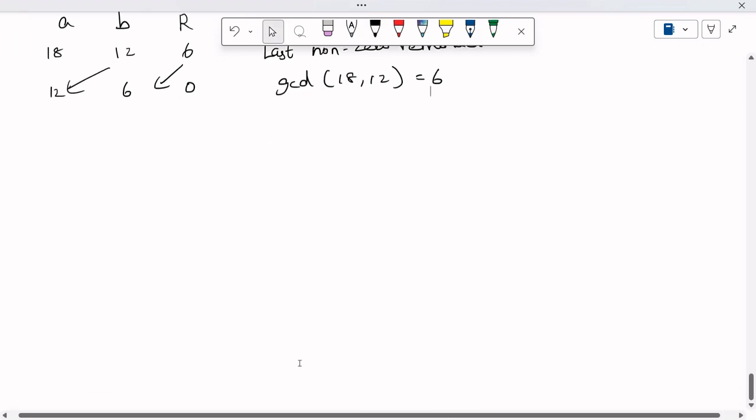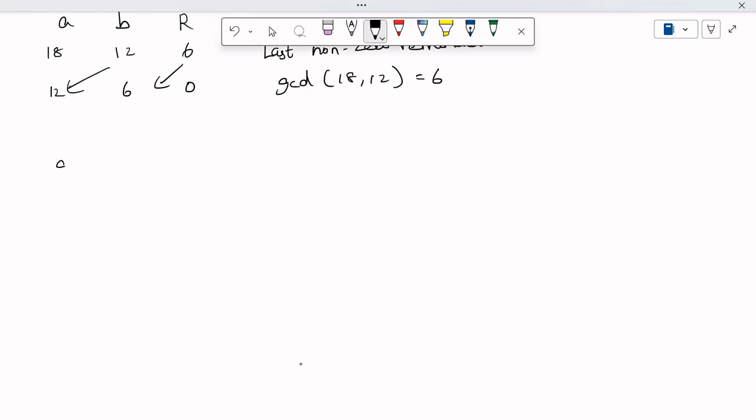So we can see one more example. GCD of 97 and 20. Here A, B, R. A is 97 and B is 20. What is 97 divided by 20? The remainder is 17, right? Now in the subsequent step, 20 becomes A and 17 becomes B. So 20 divided by 17, the remainder is 3.